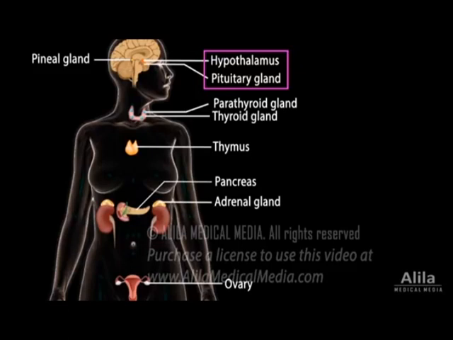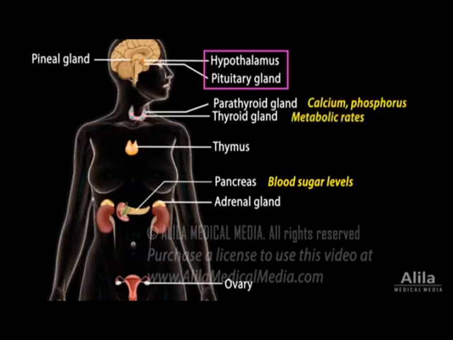For example, the pancreas produces insulin and glucagon that keep blood sugar levels in check. The parathyroid glands produce hormones that regulate calcium and phosphorus. Thyroid hormones control metabolic rates, while the ovaries and testes are involved in reproductive functions.